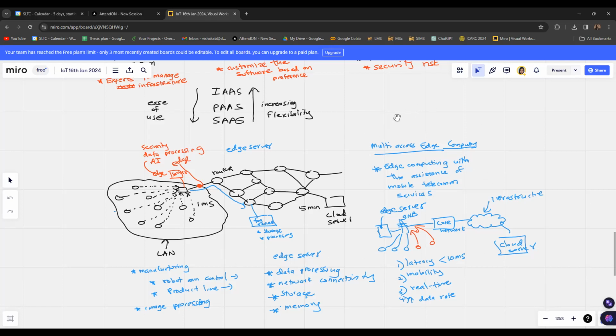So we discussed up to multi-access edge computing in the last class. Up to that point, we have concluded the section on cloud computing, fog computing, and edge computing. So any questions on that?